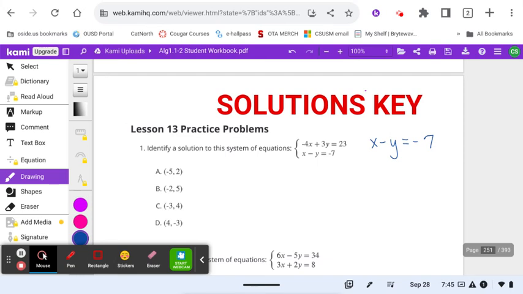Okay, today we're going to be looking at the Lesson 13 practice problems. Remember to pause these and try them on your own, and then start it again to check your solution. So there's two approaches to number one to identify a solution to this system.